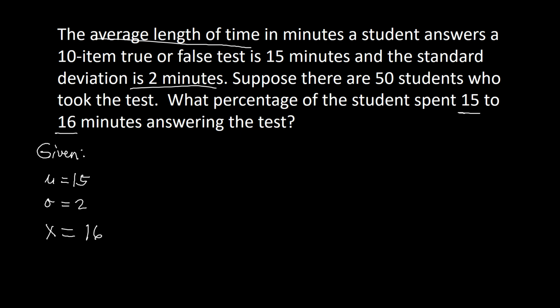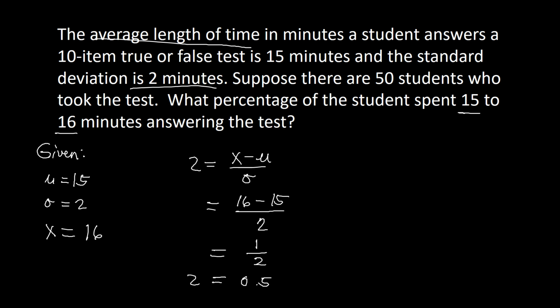Solving for your z-score, or standardizing the z-score for this raw score here, we can have it as x minus the mean over the standard deviation. Our x here is 16. We subtract our mean here, which is 15, and then that will be divided by our standard deviation, which is 2. So 16 minus 15 is 1, over 2, or this is simply equal to 0.5 as our z value. So that is our z-score.